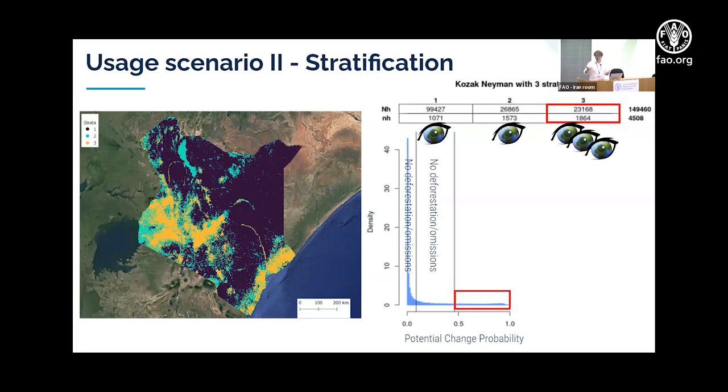And this is actually how it played out in Kenya, that we couldn't find any deforestation or emissions in the lower strata. Now, you still have a lot of variability, so maybe in your first round of interpretation, you end up still with uncertainties that are not acceptable. But now, if you want to get down these uncertainties, you just have to intensify in this high likelihood strata and don't have to look at the other strata anymore.